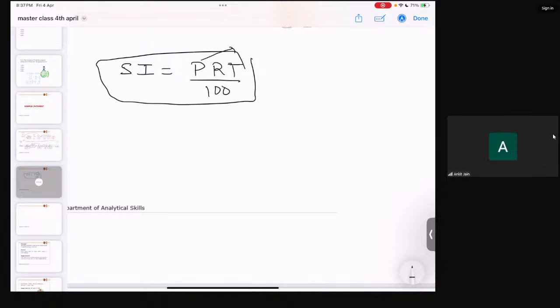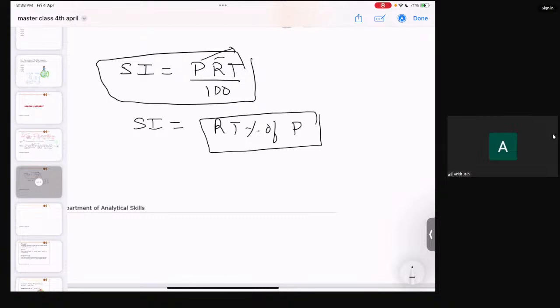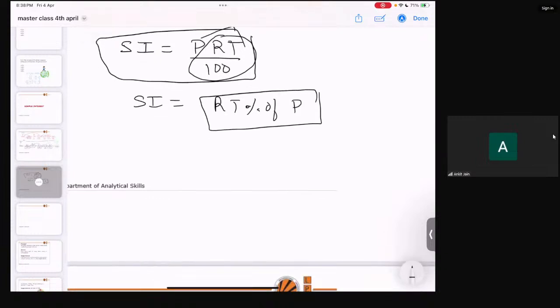So we can write that simple interest is equal to RT percent of principal, because RT by 100 is RT percent of principal. Simply what we do, we multiply the rate into time, and that rate into time percent of principal is the SI, simple. In case of compound interest, there are formulas also, but we do not use formulas in our questions. This is just for your information. In case of SI, this is the formula to find the interest.